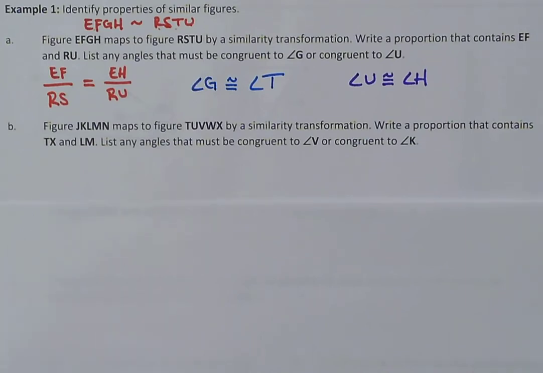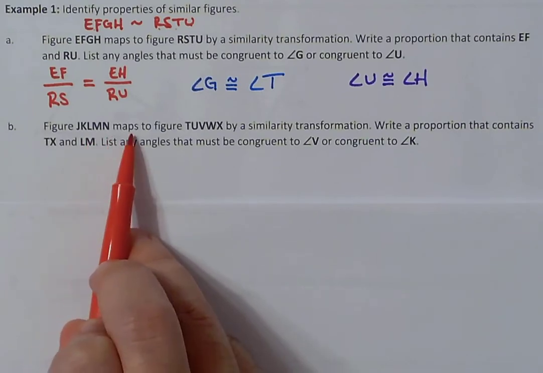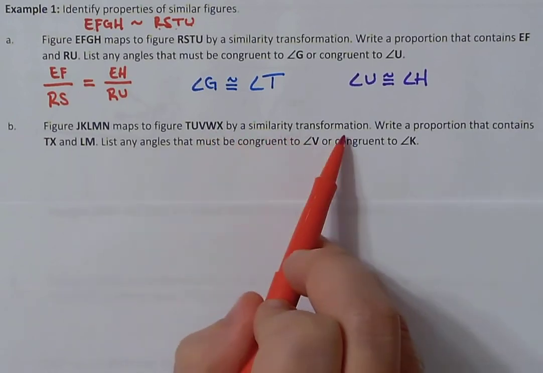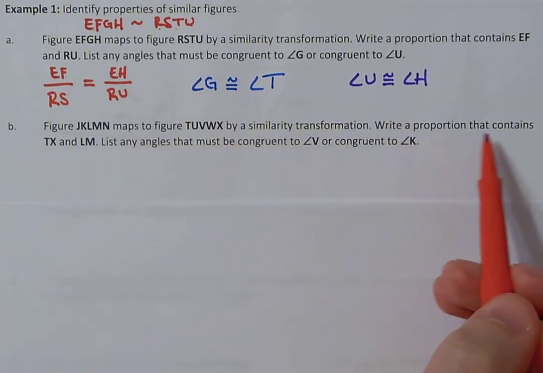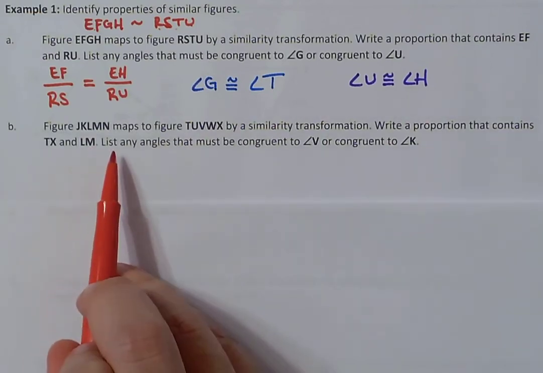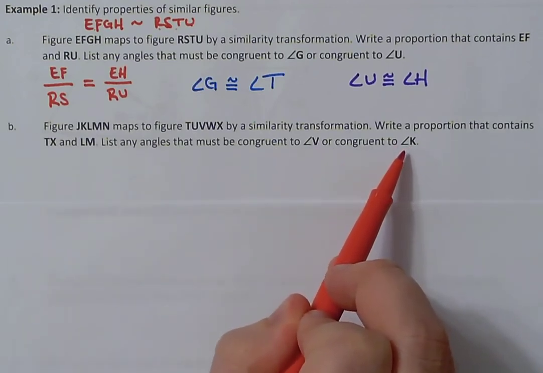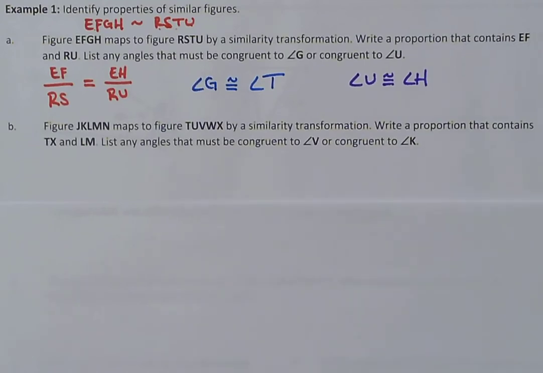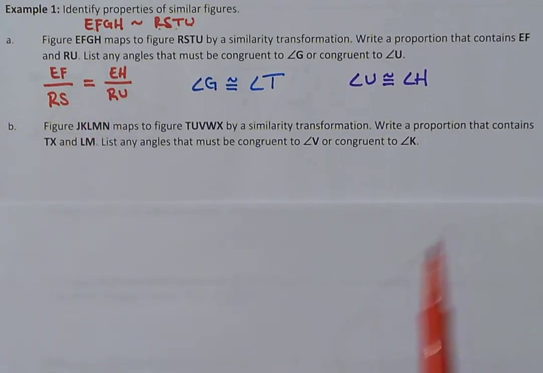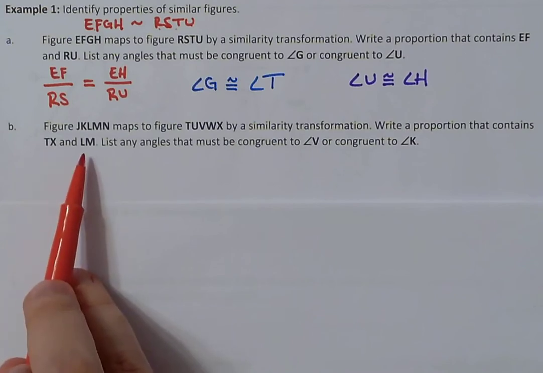All right, for part B, it states figure JKLMN maps to figure TUVWX by a similarity transformation. We need to write a proportion that contains TX and LM, and then we need to list any angles that must be congruent to V or congruent to K. So let's start with this proportion. So that's going to be very similar to what we did right here. So first, they want us to write a proportion that contains TX and LM.